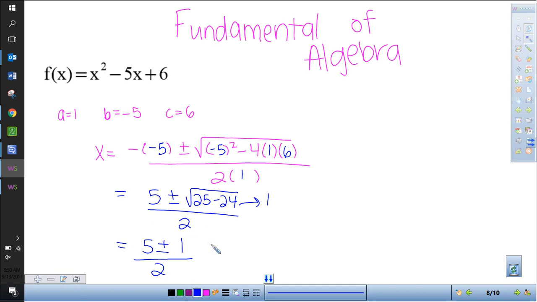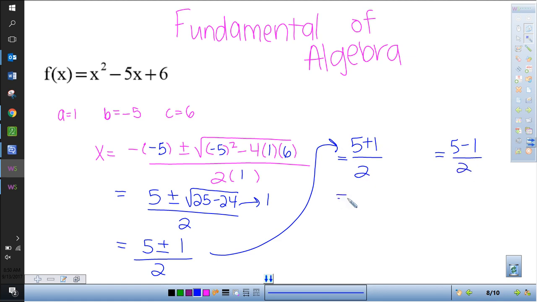So at this point, the plus or minus means I'm going to get two solutions. So I need to break this apart and solve for two solutions. So I get 5 plus 1 over 2, and I get 5 minus 1 over 2. 5 plus 1 is 6. 6 divided by 2 is 3. 5 minus 1 is 4. 4 over 2 is 2. So these are my solutions to my quadratic.